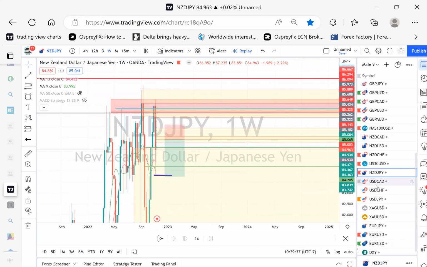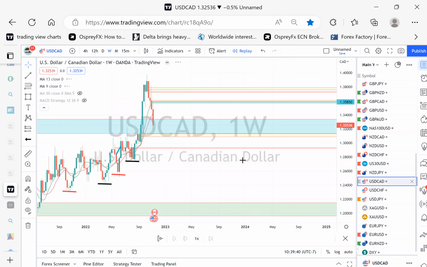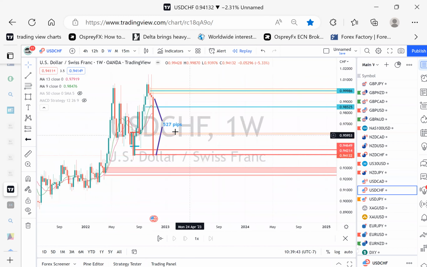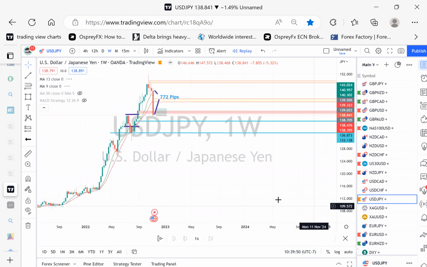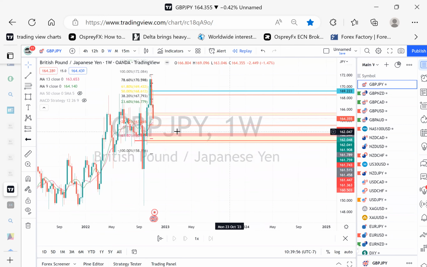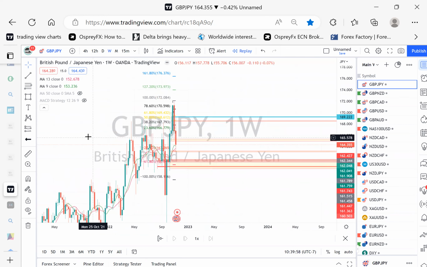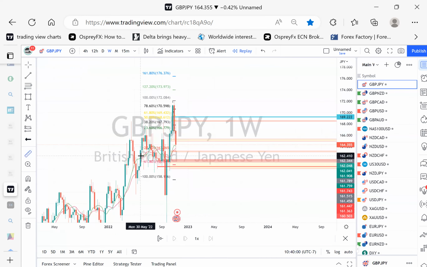The only way that I'm interested is when you get these moves, you know, 527 pip move, I know it's going to retrace. Like GJ, look at GJ. GJ probably falls in that same. No, it doesn't. GJ doesn't. So this one has already retraced and stuff.